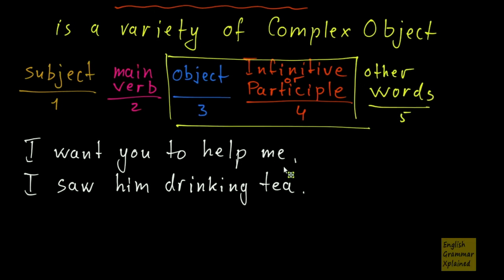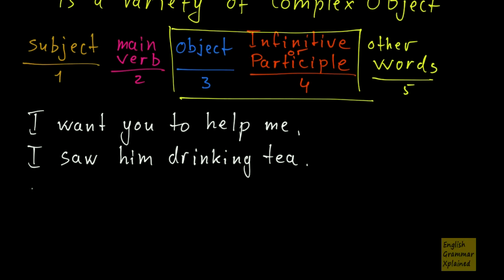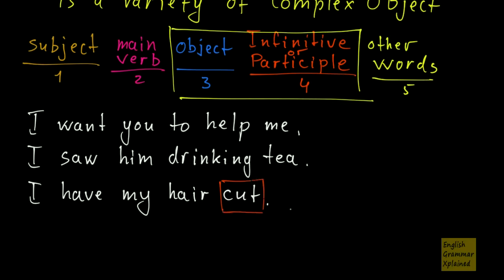But I can have another sentence. I can have something like this. I have my hair cut. And this is a complex object as well, but I have causative form. This thing here is not an infinitive, it is a participle too. Because the verb cut is an irregular verb, and it has three forms, all the same: cut, cut, cut.